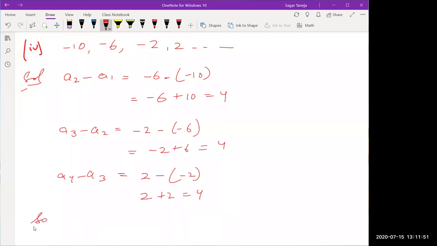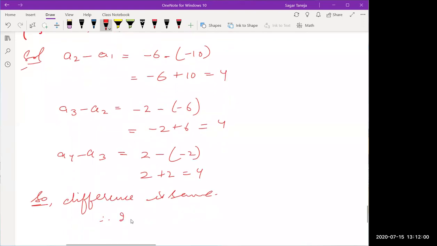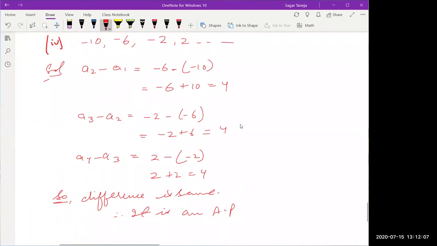So the difference is same. Therefore, it is an AP. Those who have come late in the class, they can just see directly this part. You will be able to know what we are doing here. So the two consecutive terms we are subtracting and checking that the difference is same or not. If the difference is same everywhere, here, here, and here, it means it is an AP. This is only an AP.